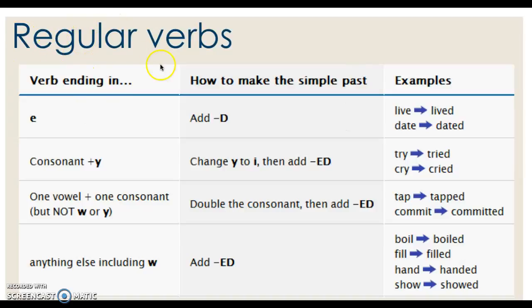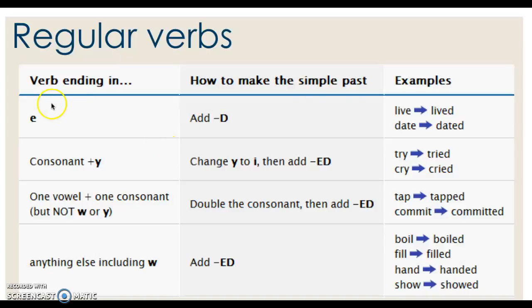Regular verbs are the verbs that, in order to talk about the past, we add ed to them, and that's it. We have the past. So it's very easy. Regular verbs are very easy because we know that we just have to add ed to them, and then they are in the past. However, they have some little rules that we need to know.